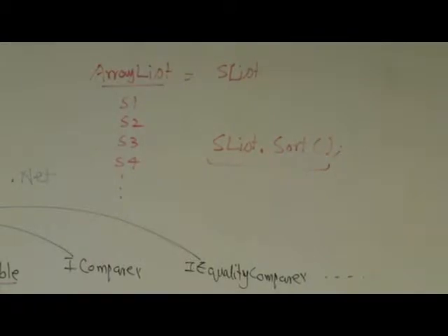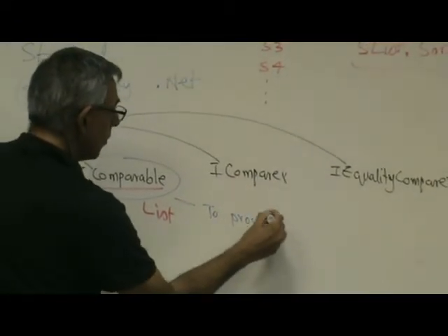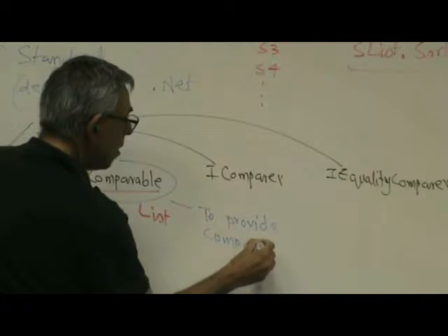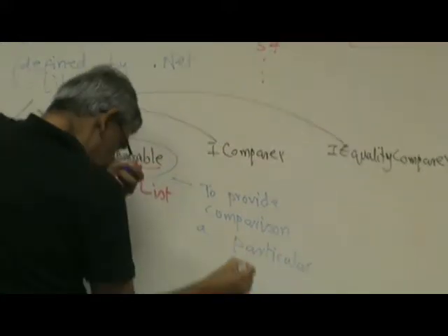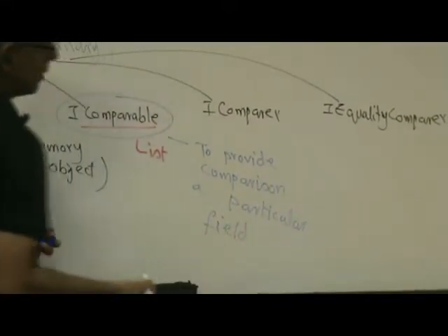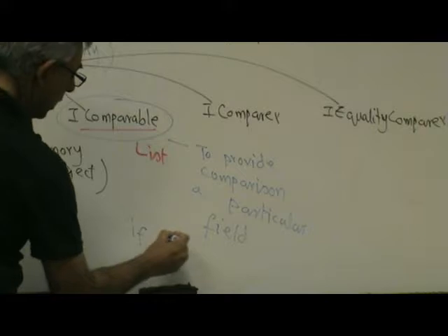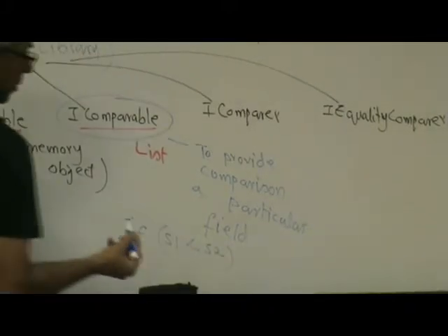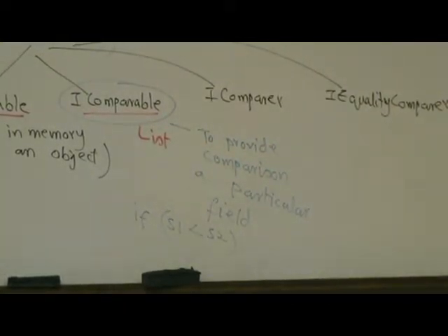So one of the purposes of IComparable is to provide comparison on a particular field, so that, for example, we can do the sorting, or so that we can check, for example, if S1 is less than S2. You'll be able to do those kinds of things if you overload the less than operator and then further provide a proper comparison over here. So anyway, that's the purpose of IComparable.